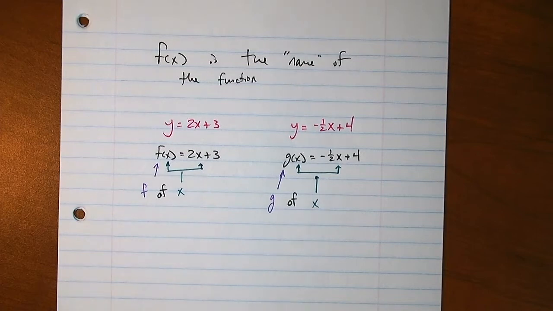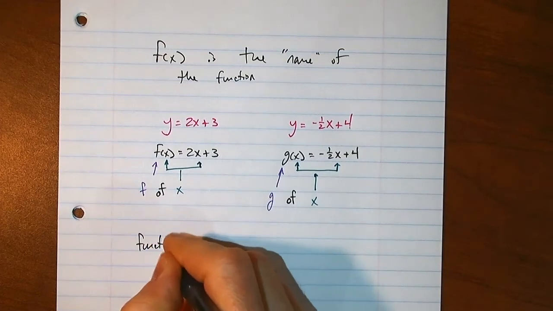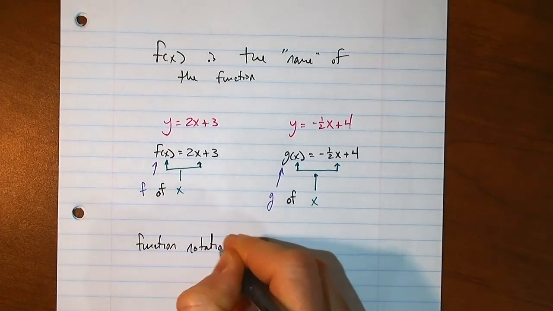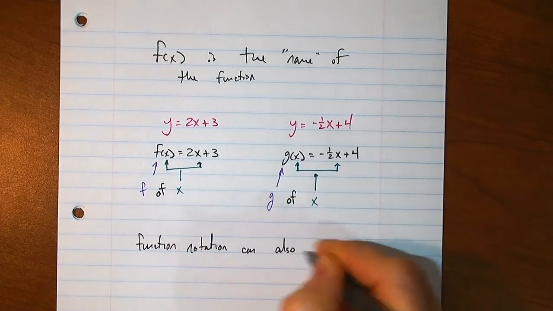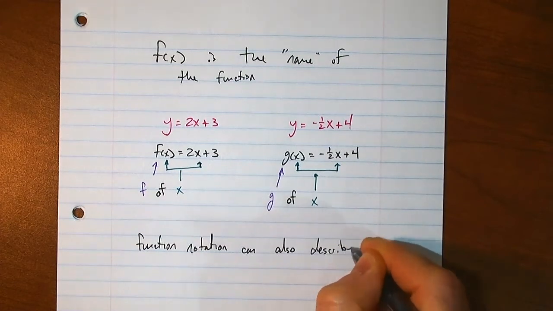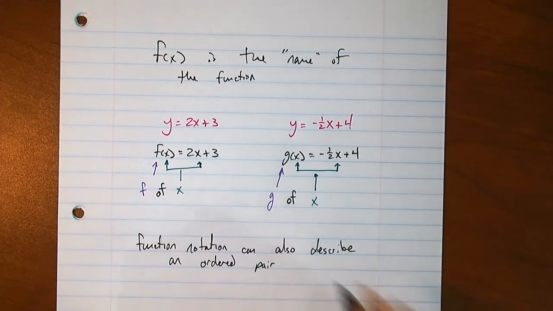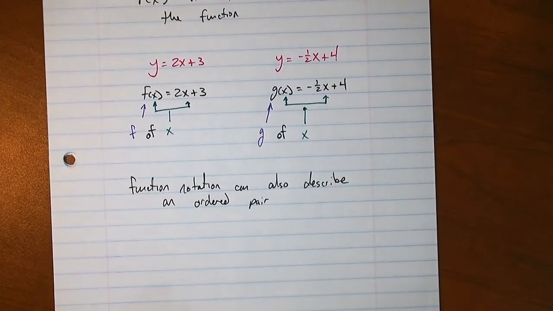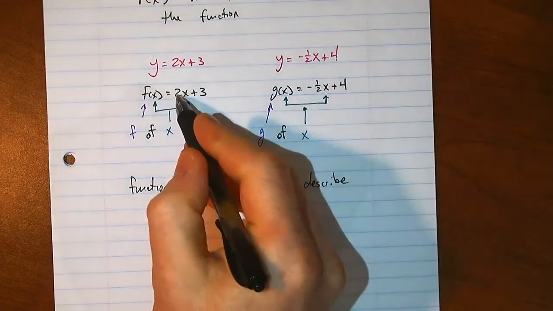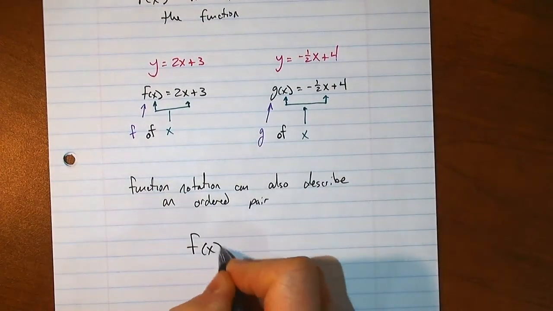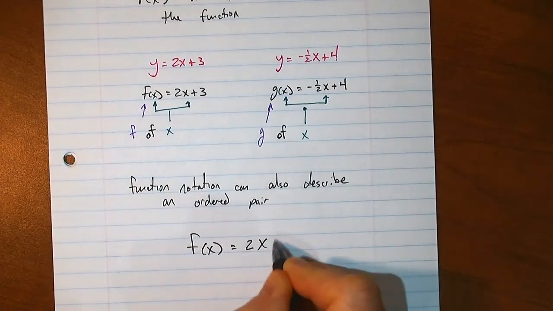Now, here's the second thing that we can do. Function notation can also provide us with a way to describe an ordered pair. So I'm going to come back up here to function f for a second. So if I write it like this, f of x equals 2x plus 3.